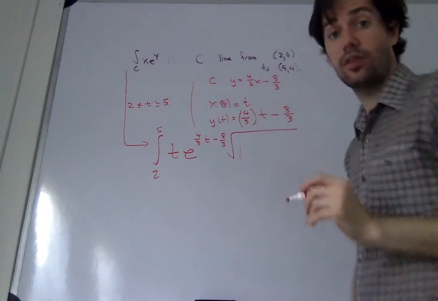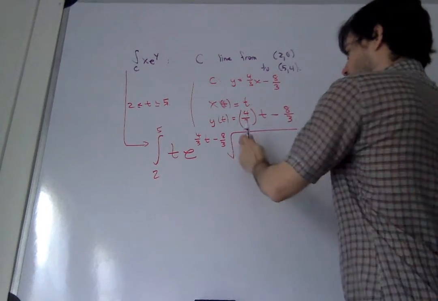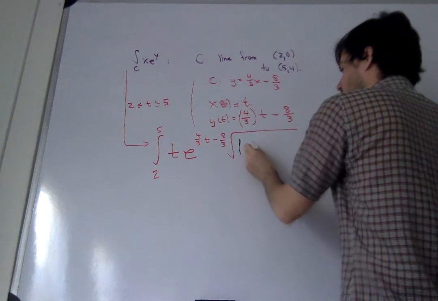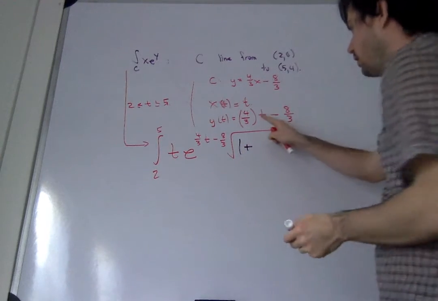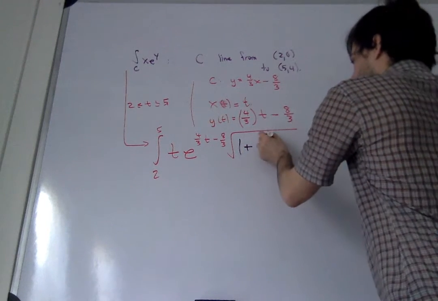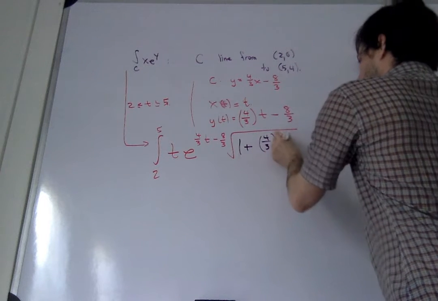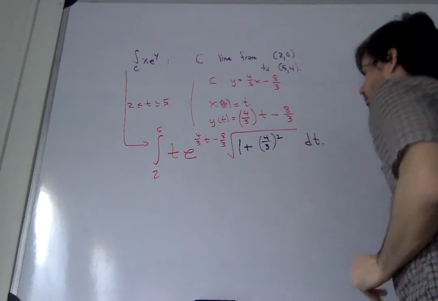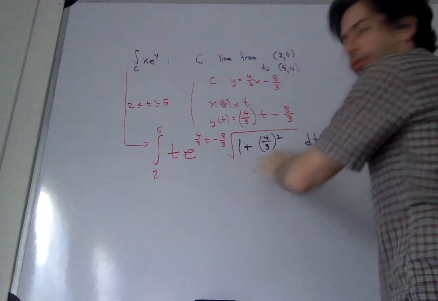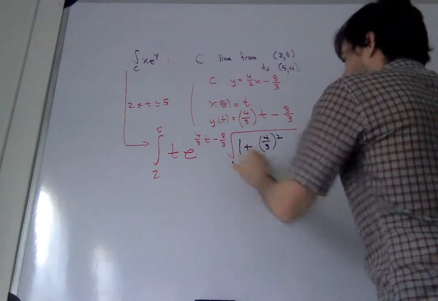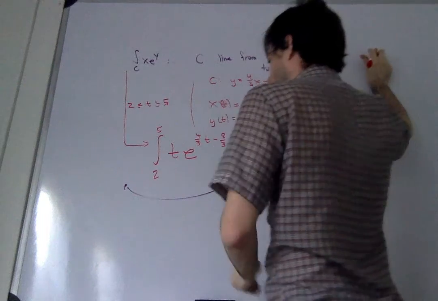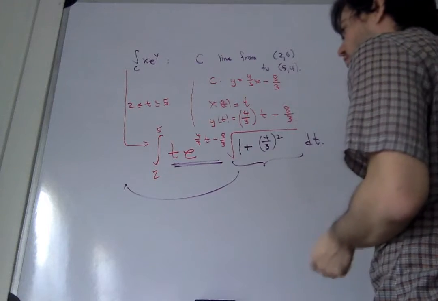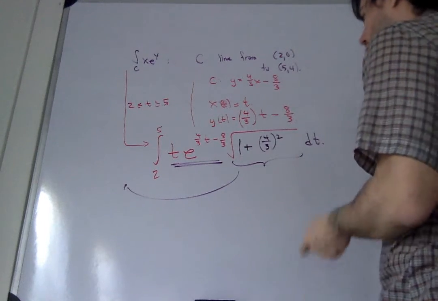square root, and then I'm going to take the derivative of this and square it, so that's 1 plus the derivative of this with respect to t, which is 4/3, and I square that. Okay, dt. This is just a number, so I can pull this out. And then this right here, this is just integration by parts.